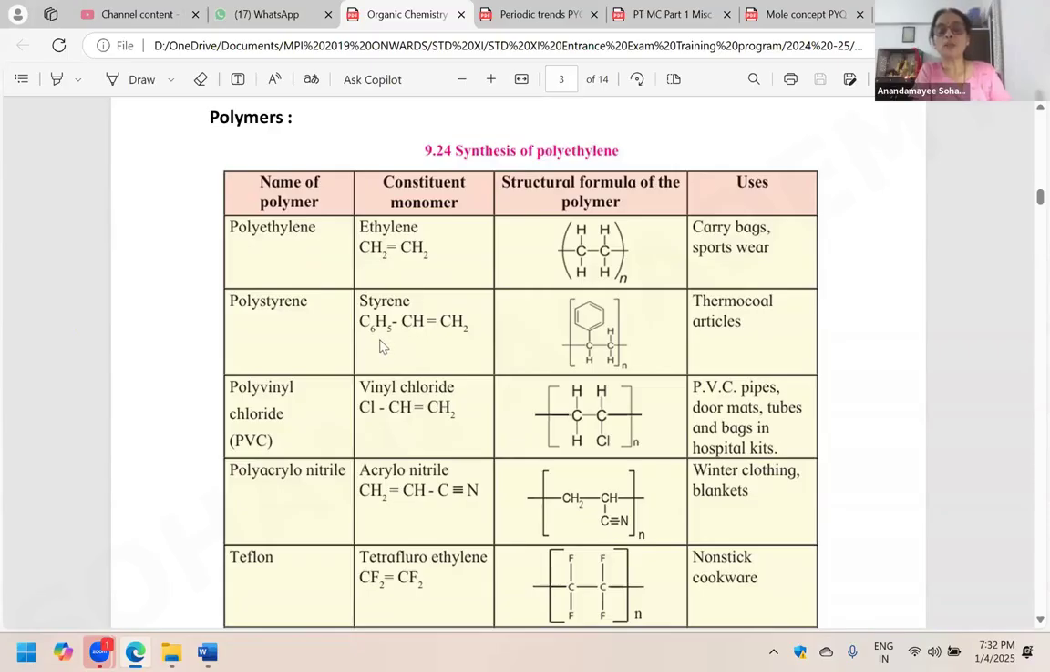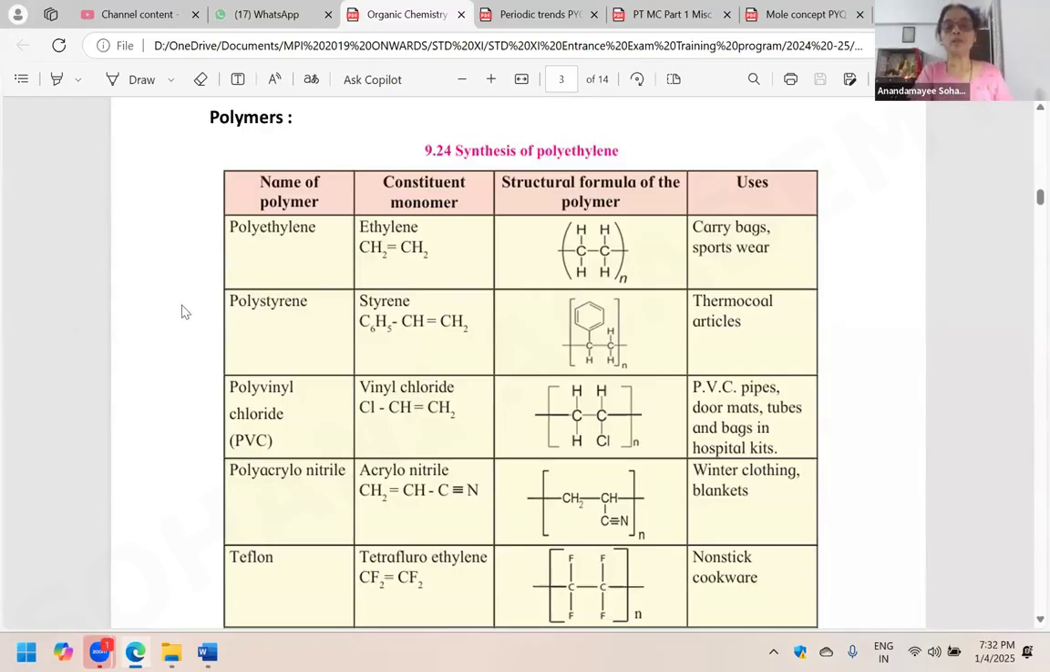What is the molar mass of the constituent monomer of polystyrene can be asked. Or write the sum of the molar masses of constituent monomers of polyethylene and polystyrene. So you must know what is polyethylene, what is the constituent monomer. How will you remember it?